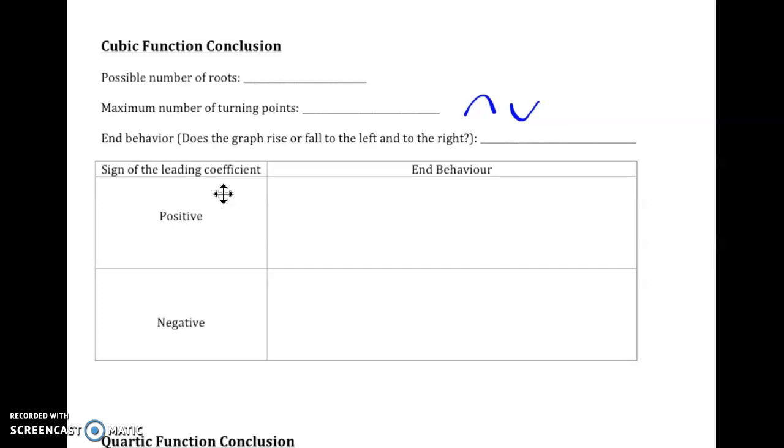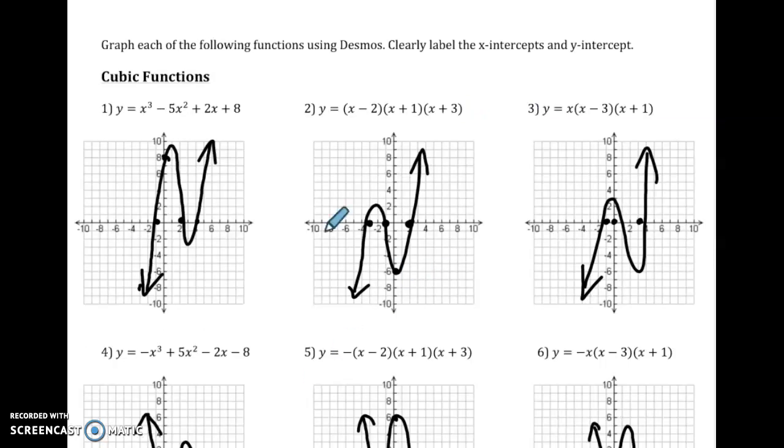Okay, when it's negative, what does that mean for the end behavior? So take a few minutes, pause the video, and try to answer these questions for the cubic and the quartic functions. So looking at this, in terms of number of roots, we have some with 3 roots.